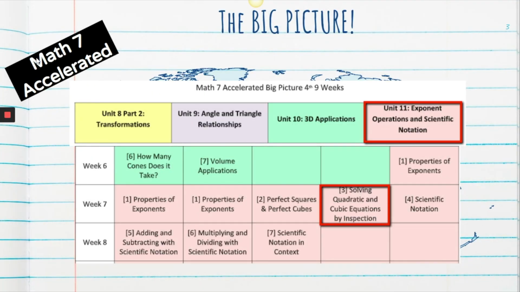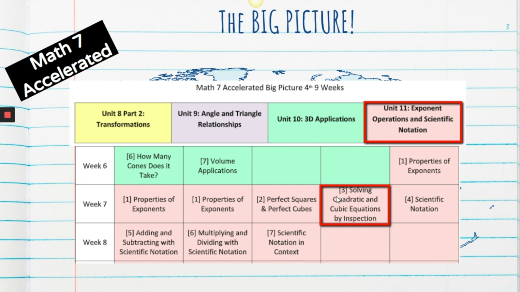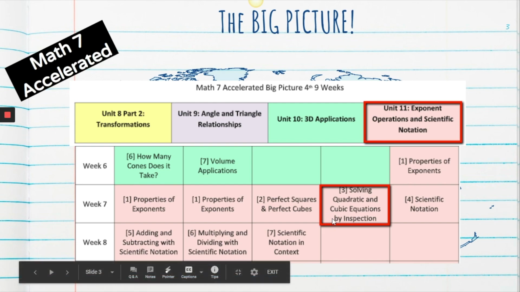As you can see here, this is a Math 7 accelerated lesson. It's taught in unit 11 during the fourth 9 weeks, and it's lesson 3. One thing I'd like to mention is that there are several opportunities for students to learn about properties of exponents and also perfect squares and perfect cubes. They will need all that information to help them with this lesson. So just keep in mind as we look at the problems that they will have this background knowledge prior to starting this lesson.